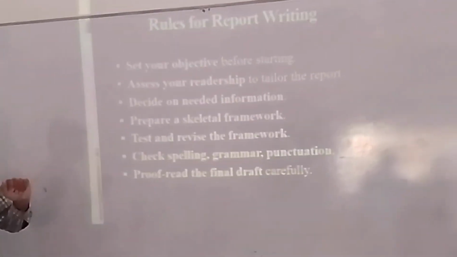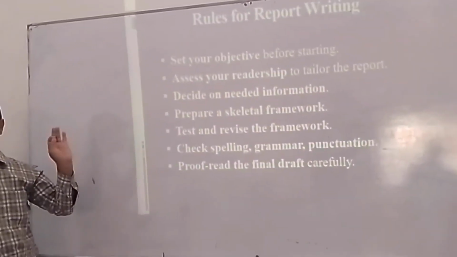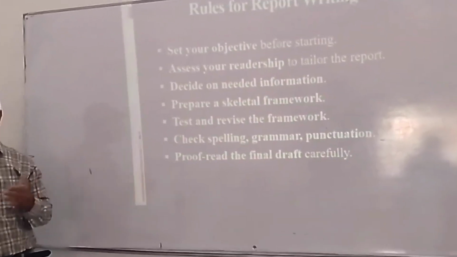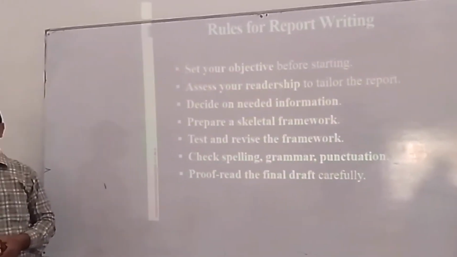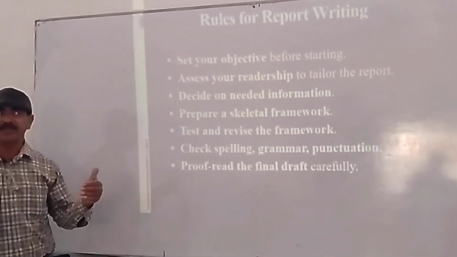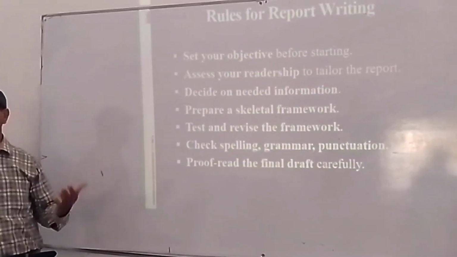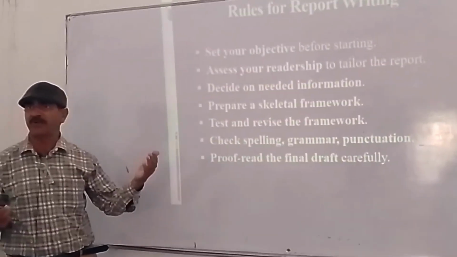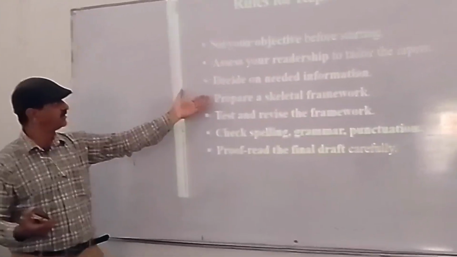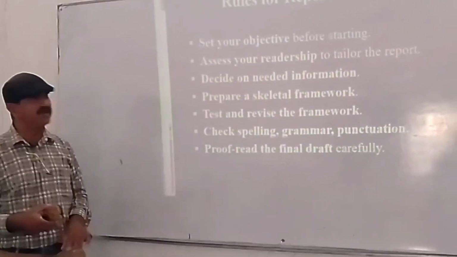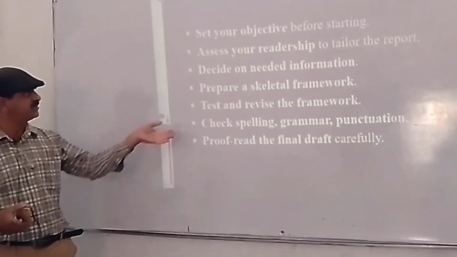Next one, rules for writing a report. Set your objective before starting. Set your goals, set your targets before starting. What do I need to discuss? Next one, assess your readership to tailor the report. So you should judge the readership, what kind of readership you are writing to. So you should write the report accordingly. If you are writing the report to the principal, you tell the facts, that's it. Decide on needed information. What kind of information is needed?